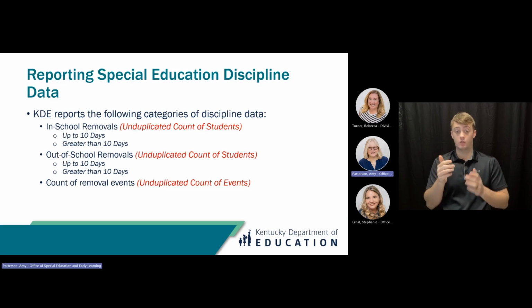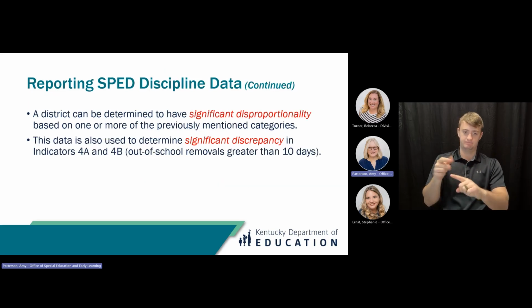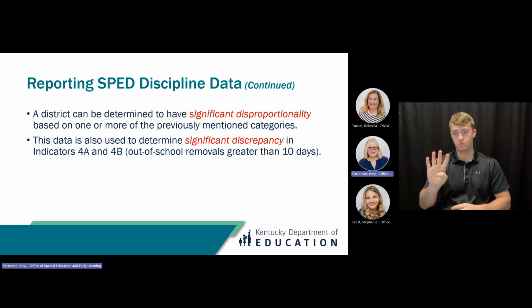There are other ways that a district can be found to have significant disproportionality, but for the purposes of today, we're only talking about discipline. Another way we report discipline is with significant discrepancy, and that is indicators 4A and 4B. And that only looks at out-of-school removals greater than 10 days.